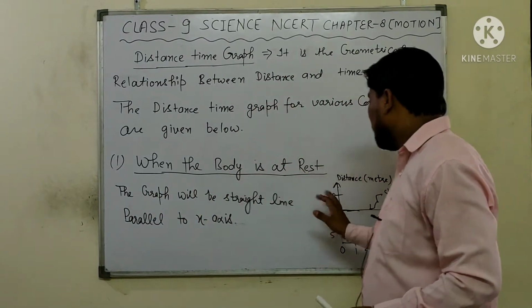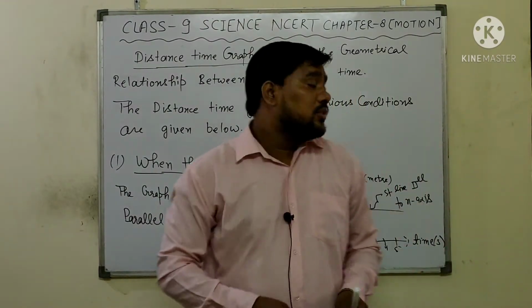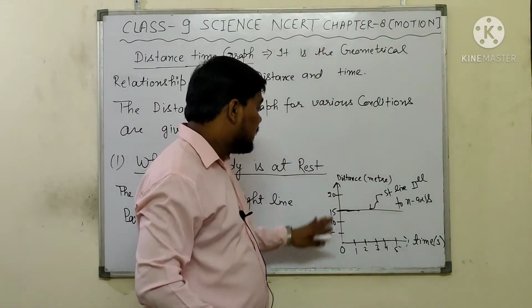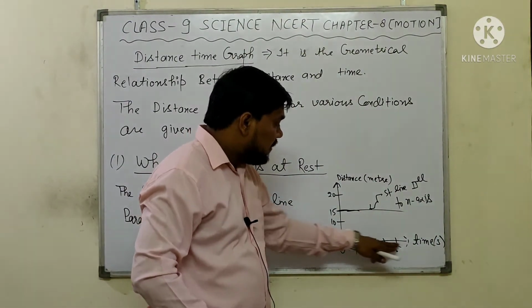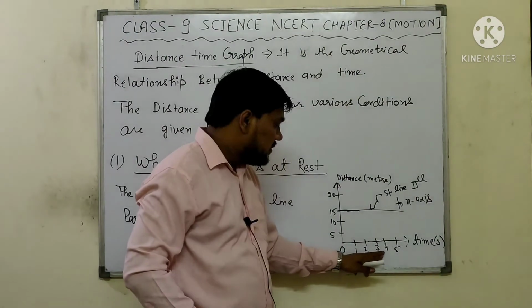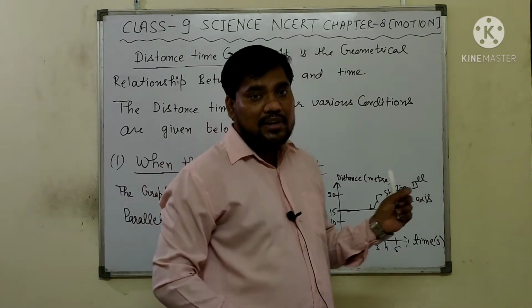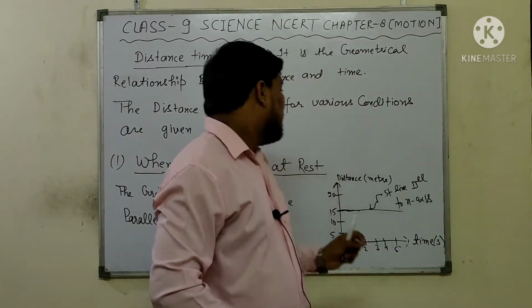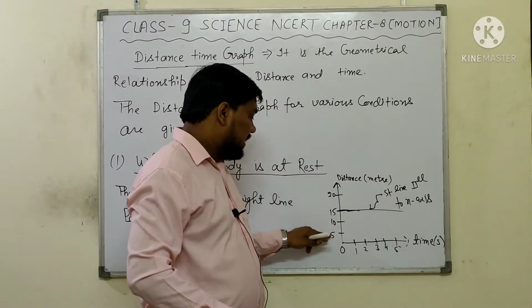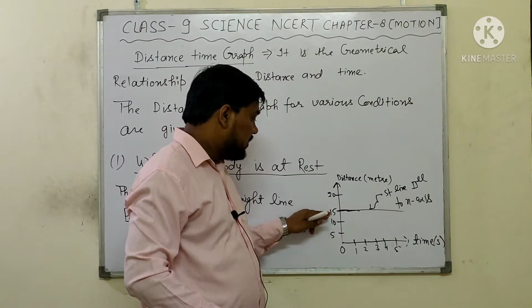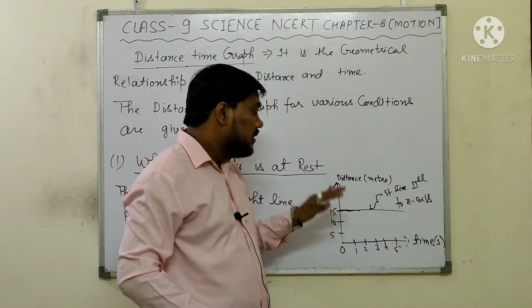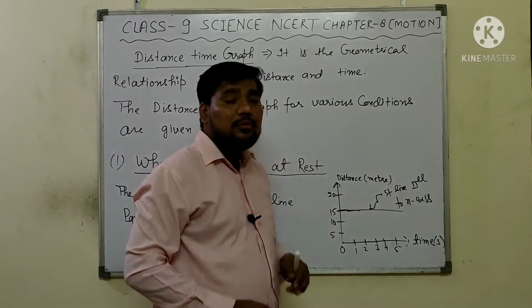Now let's move to the graph over here which is plotted. Right now we have taken the time intervals on the time axis, 1 second, 2 seconds, 3 seconds, 4 seconds, and we have taken the distance as 5, 10, 15 and 20 meters. Distance is in meters. So the object is at the 15 meter position.